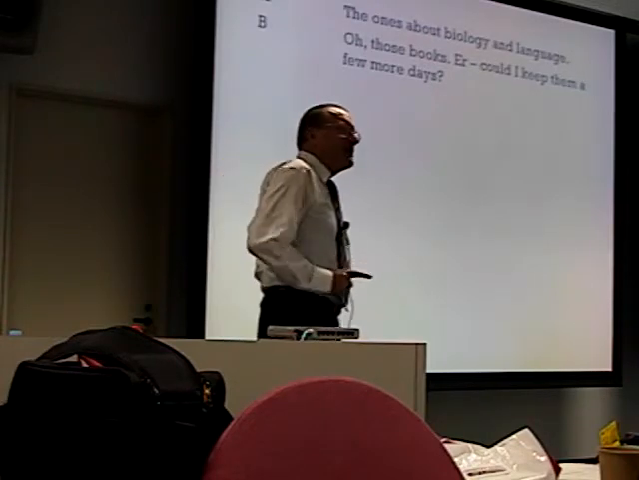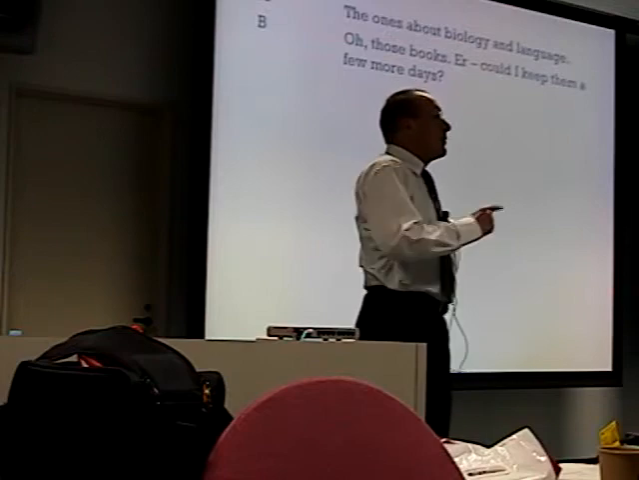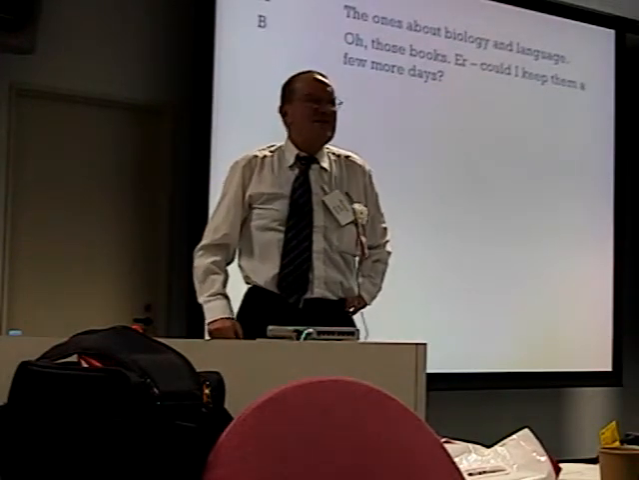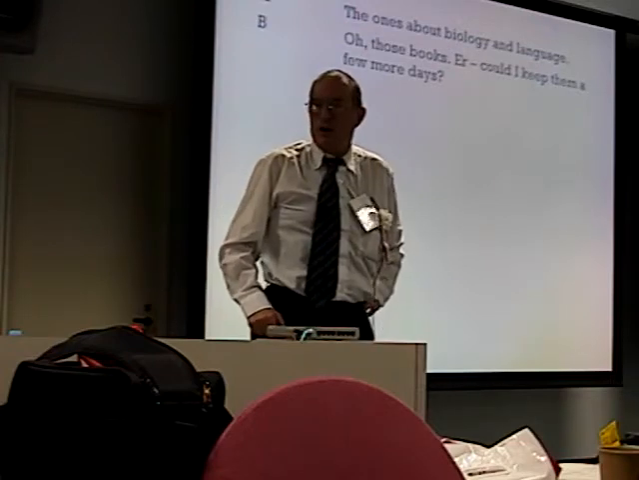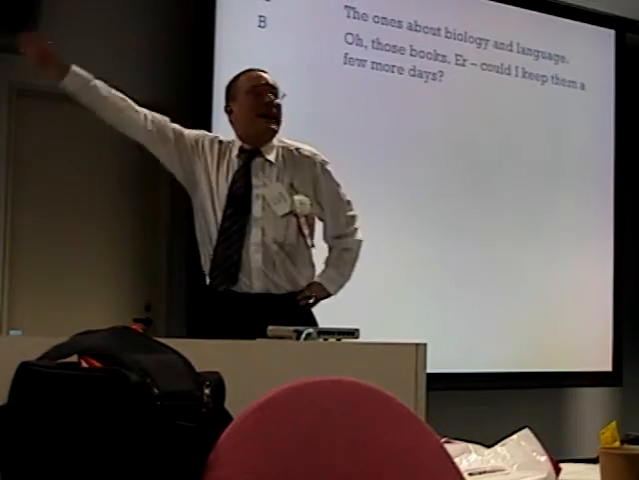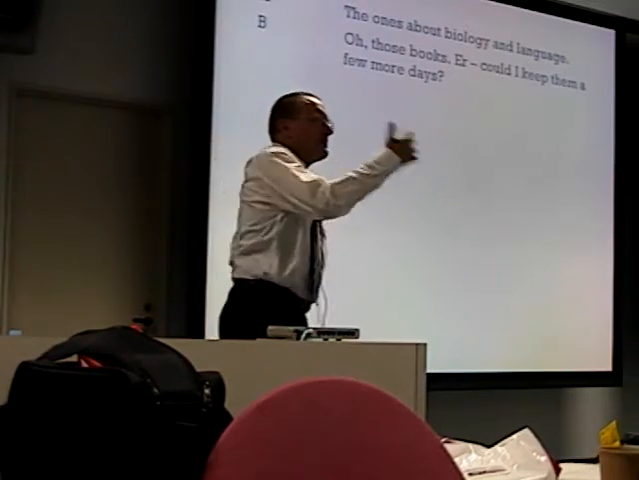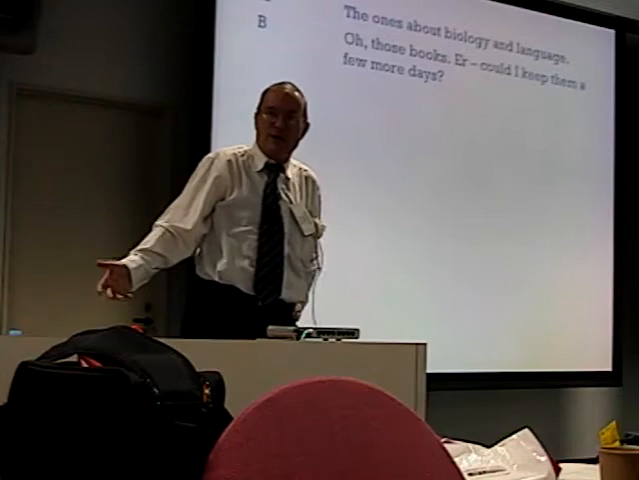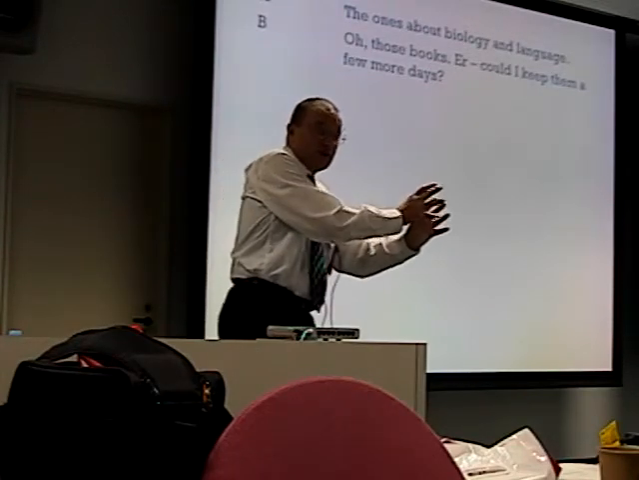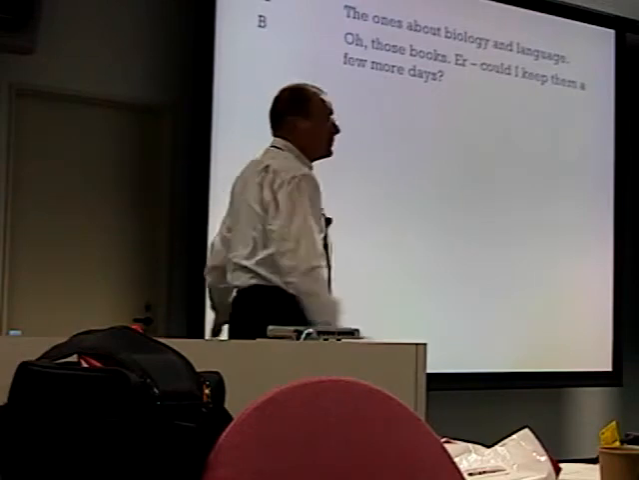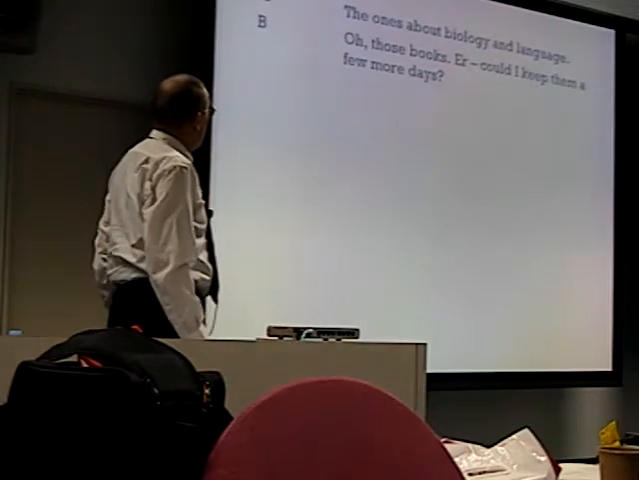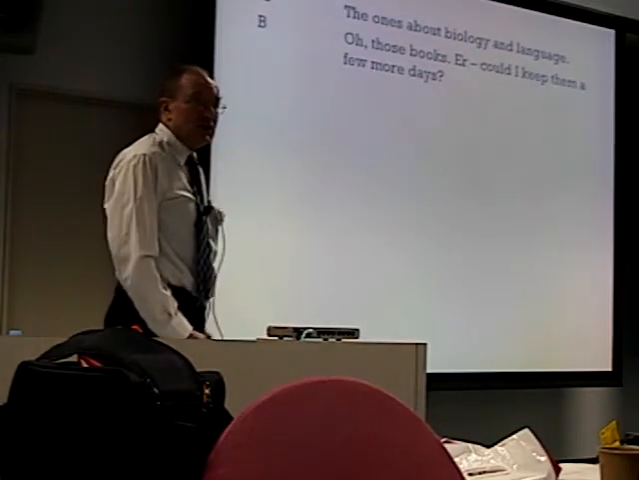Well, actually, there's an ambiguity here. Does he mean the ones about biology and the ones about language? From the context, probably not. If you did mean that, then you could say the ones about biology. Oh, and language. But you'd probably say the ones about biology and the ones about language. No, that's not the meaning here. This means books about both of those topics together. So, one group. The ones about biology and language. Next break goes where the punctuation is at full stop.